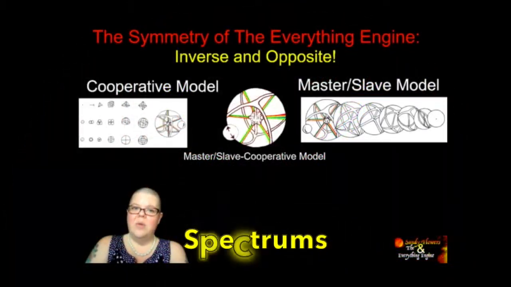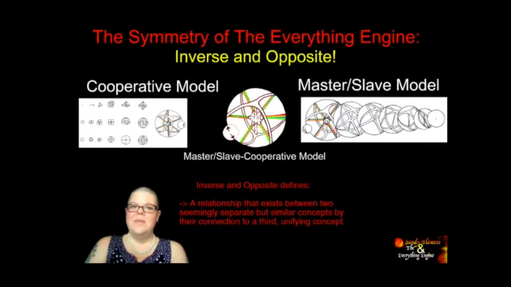How does this help us understand spectrums? This states and allows us insight into how two spectrums can be connected. Remember, inverse and opposite defines a relationship that exists between two seemingly separate but similar concepts by their connection to a third unifying concept. Let's start slow with just one spectrum and work our way up.